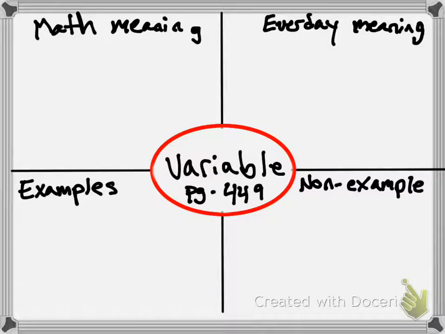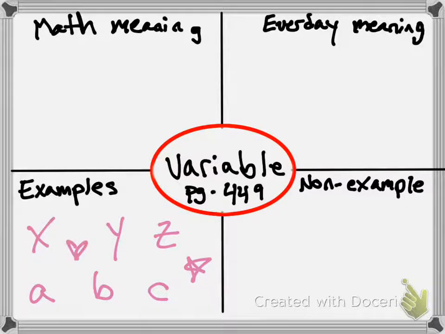For our examples, we already listed some. For examples of variables, we have X, Y, Z, A, B, C, any sort of thing like that. In fact, a variable could be a star. It could be a heart. It could be a smiley face. Basically, anything that's not a number. Non-examples would be 3, 6, negative 10, 1/2. Basically, anything that is a number, 0.75. You see this? Any of those are not variables.